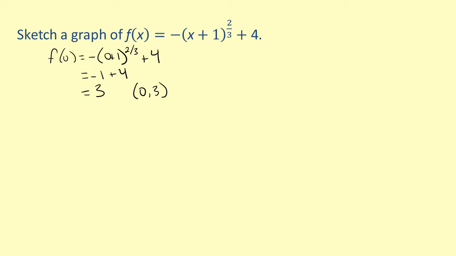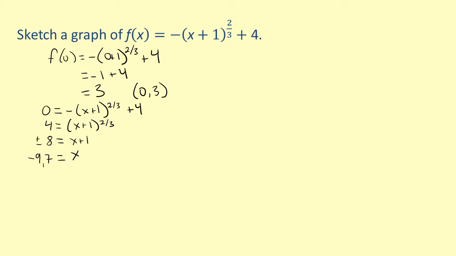Next, we'll find the x-intercepts by setting the function equal to 0. We'll isolate the constant term, then raise both sides to the 3 halves to get rid of the exponent. 4 cubed is 64, and the square root of 64 is plus or minus 8. Solving for x, we get x equals negative 9 and 7. So our x-intercepts are (-9, 0) and (7, 0).